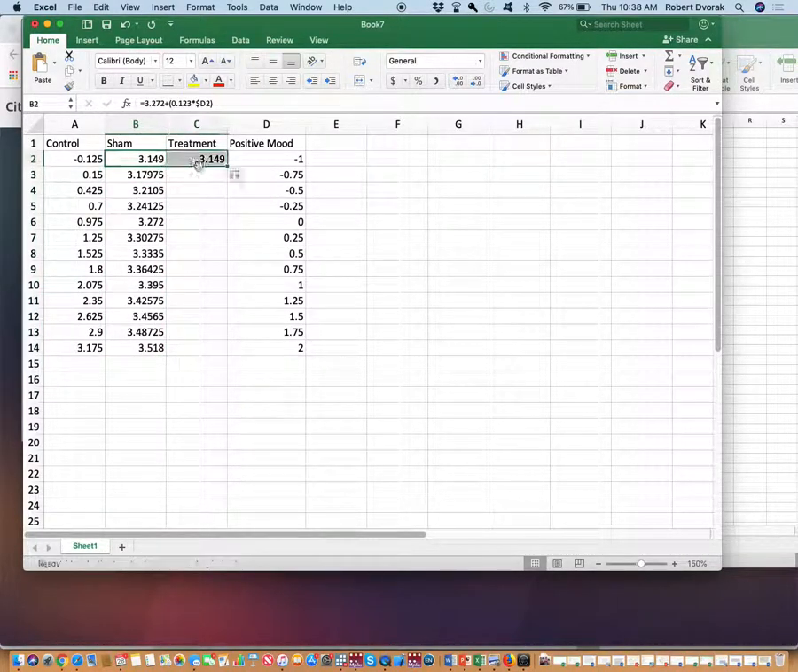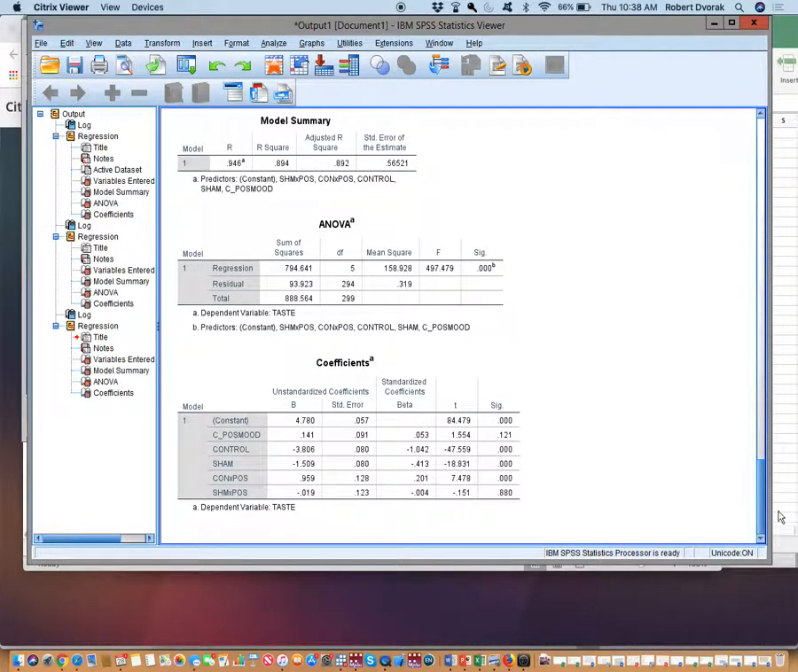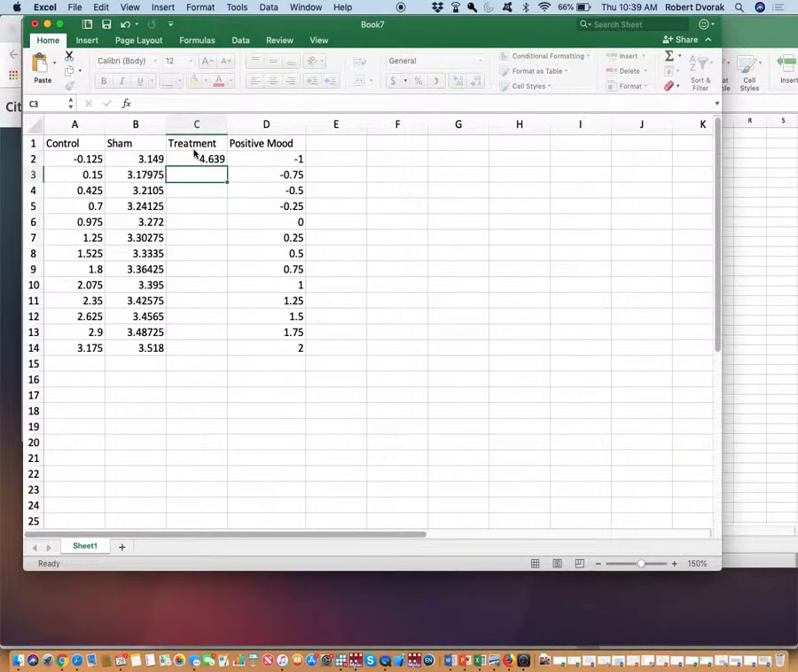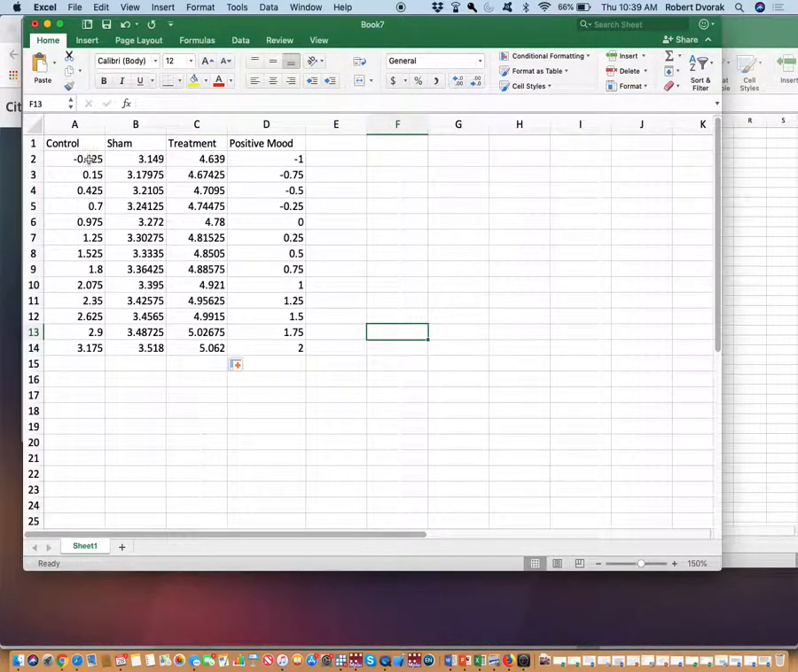And what's our last step? Yep, we're going to put in our intercept and our slope for our treatment group. So let's scroll down here. We have 4.78 and 0.141, and then just pull that down. All right, we have our 3 lines.